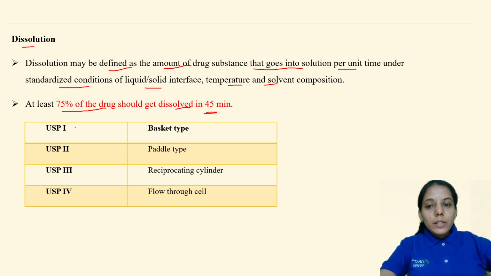Now see here, USP type 1. What is USP type 1? That is the basket one. USP type 2 is the paddle one. Depending upon the type of dosage form, these apparatus are used. USP type 3 is the reciprocating cylinder, and USP type 4 is the flow through cell. You can remember F for 4 and F for flow through cell.